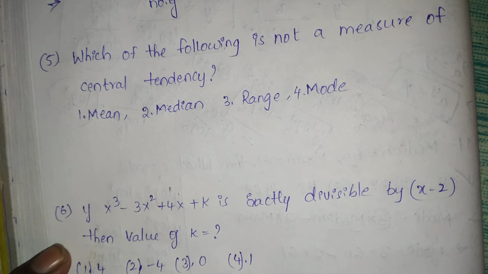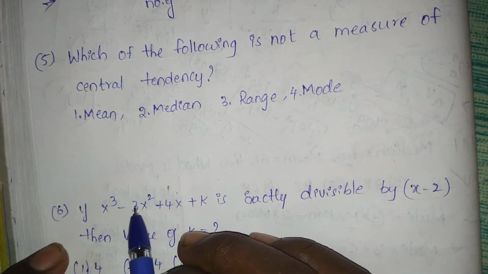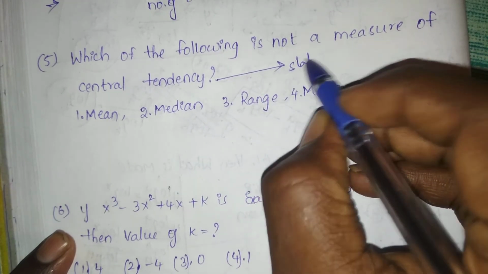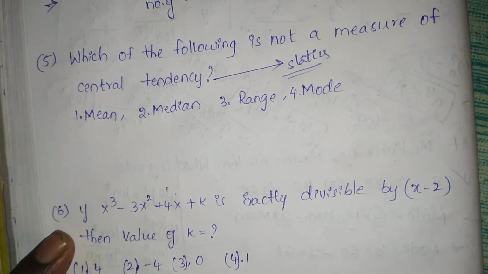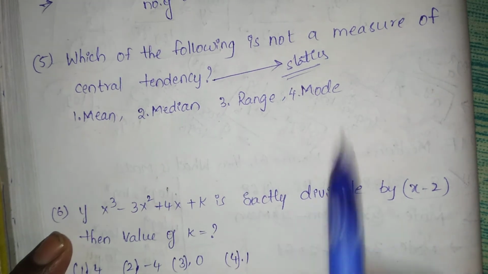Next question: which of the following is not a measure of central tendency? Central tendency is in the chapter of statistics, the last chapter I think. Here the options are mean, median, range, mode.